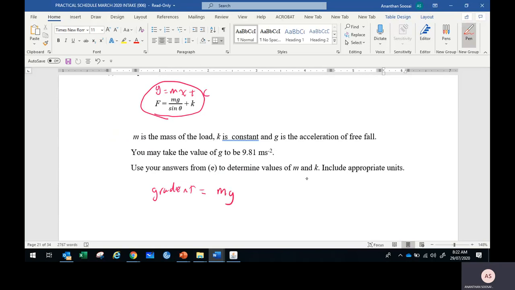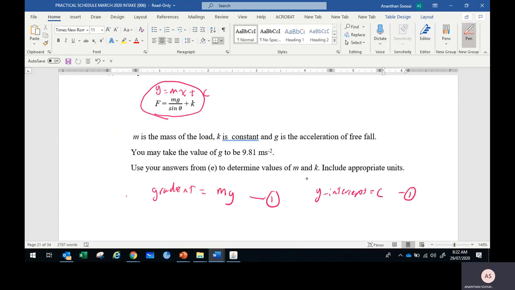So this statement you must have: gradient equals mg, 1 mark, statement, interpretation. And the y-intercept is equal to c. This could be 1 mark.